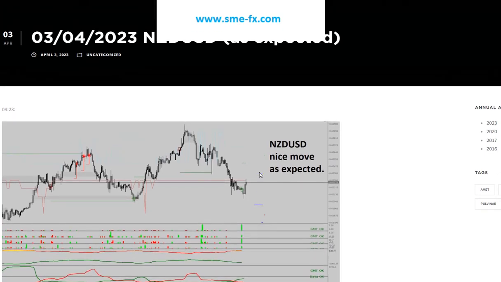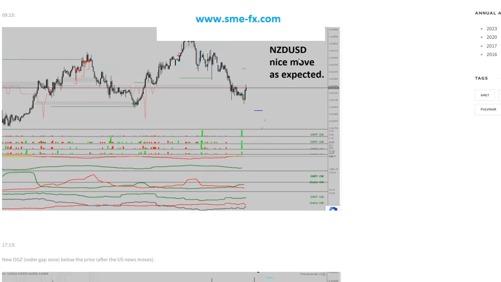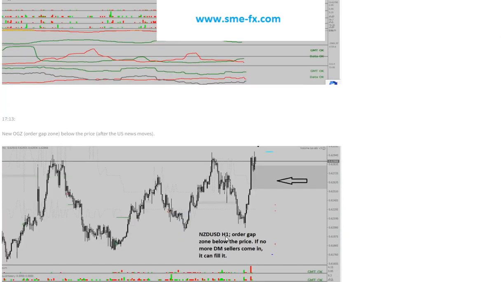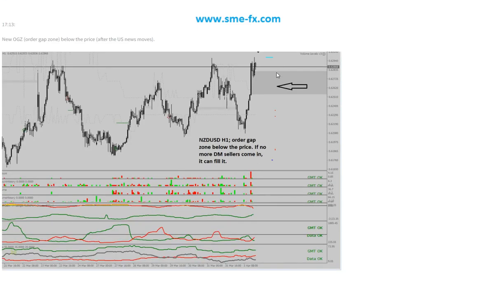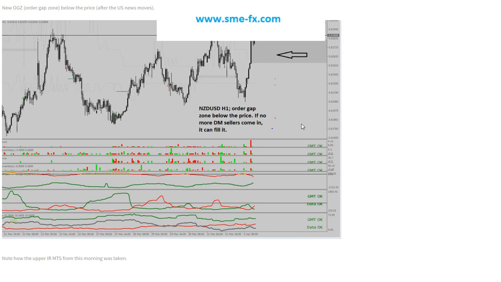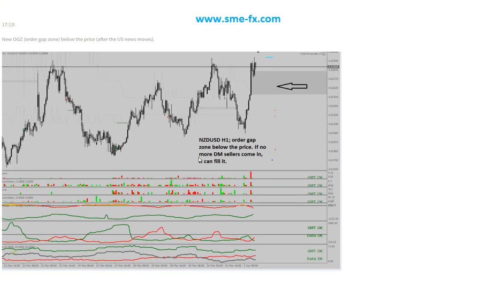Okay, let's go to the easier stuff. So 3rd of April, Kiwi dollar, nice move as expected, came down from the week before. Then we had this upper medium-term stop target. It took it with a pullback below the price and an order gap zone emerging. And I said, if no more sellers come in, it can fill the zone.